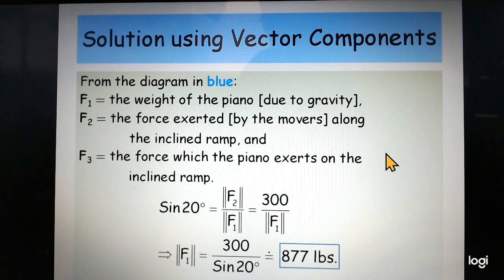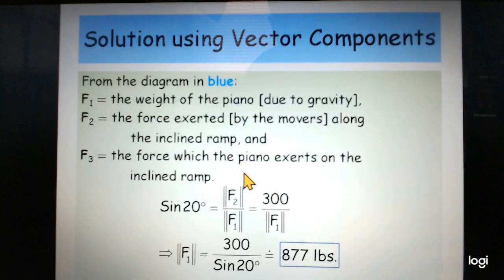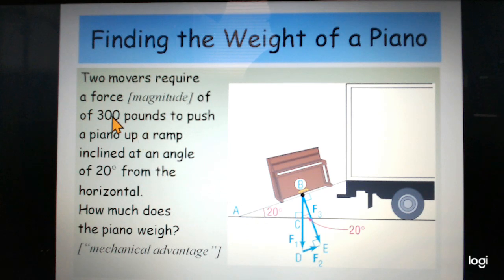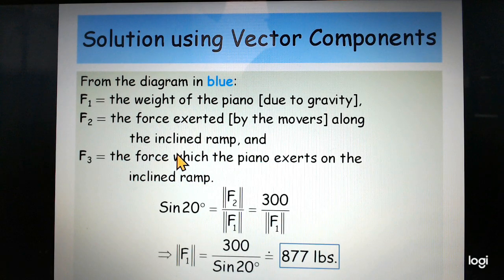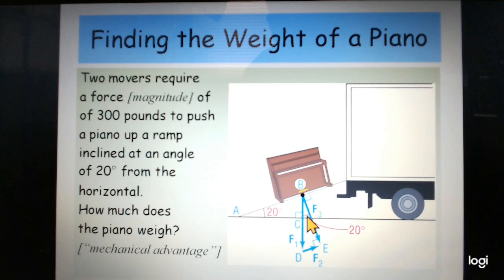Let's look at our next line, and hopefully what I said is correct. From the diagram in blue, that's the vector force diagram. F1 was the weight of the piano, due to gravity, that would be vertical. F2 is the force exerted by the movers along the incline ramp, and as you can see, that would be 300 pounds. And F3 is the force which the piano exerts on the incline ramp. Looking at our diagram here, we have 20 degrees.